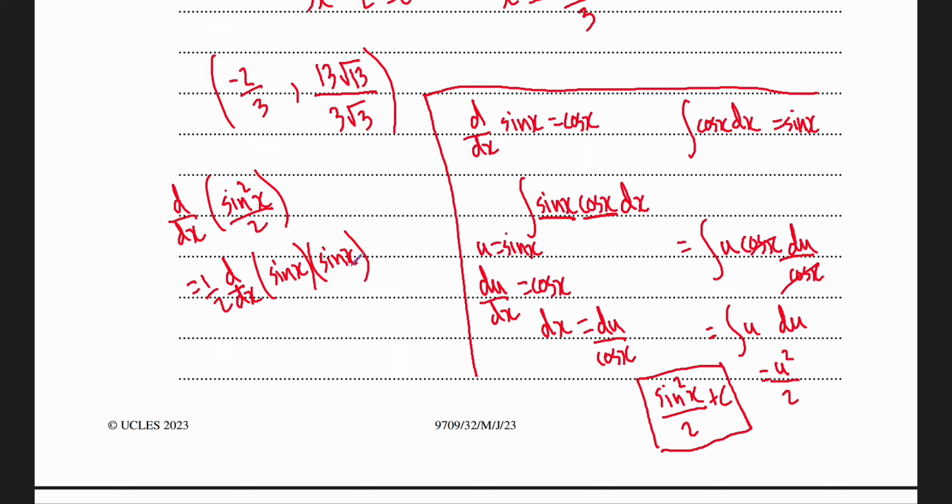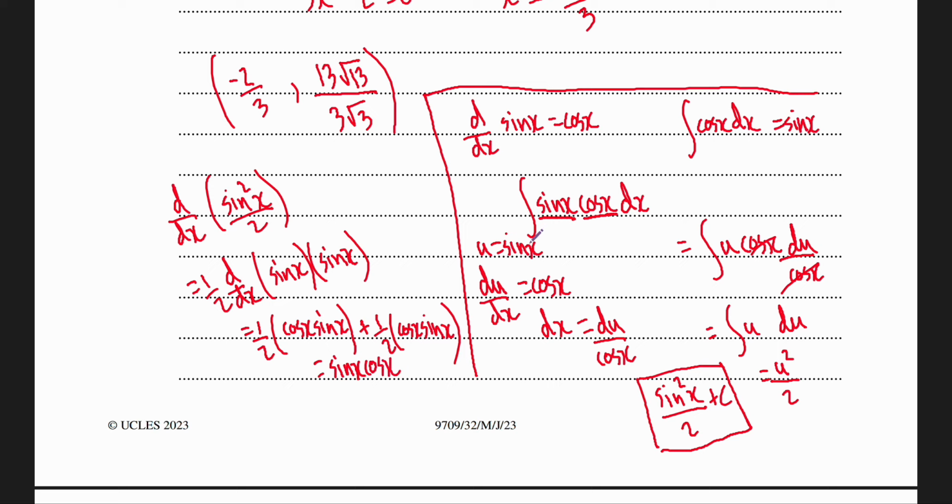And now you can use the product rule, and you get a half times cosine of x, sine of x, and then you have plus a half cosine of x, sine of x. And of course, a half plus half is just 1, so you have sine of x, cosine of x. And that is exactly what you want.